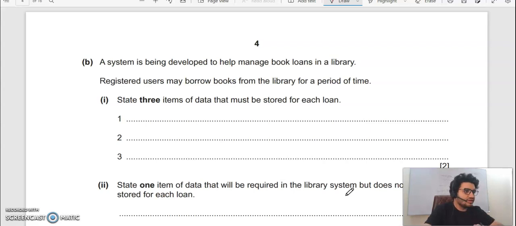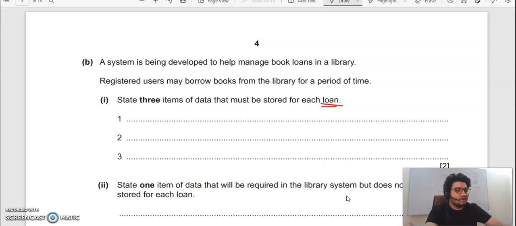Think like a developer, or rather, think like a planner, a manager, and think about what you would do. So if you have to create a system in which you're going to manage book loans in a library, what do you think should be stored for each loan? Be specific. Don't miss out on important stuff, and don't just end up thinking about everything. Remember, it's talking about each loan. So very simply, it says a system is being developed to help manage book loans, where users may borrow books from the library for a period of time. So that must be stored.